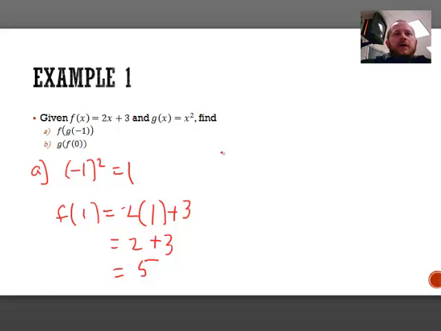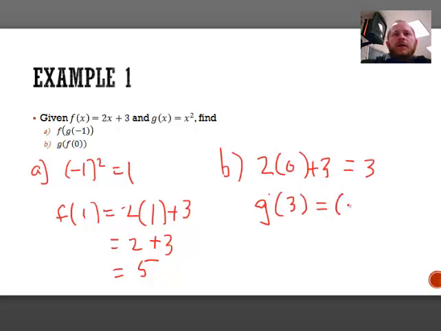Now part B is a little different. It tells me g is on the outside and f is on the inside, and it's giving me a different value for x, which is 0. So I'm going to evaluate f first. 2 times 0 is 0, plus 3 gives me 3. Now I'm going to plug that into g of x, which is x squared. So I put my 3 in and square it, and I get 9. That's my value for the two functions in this example.